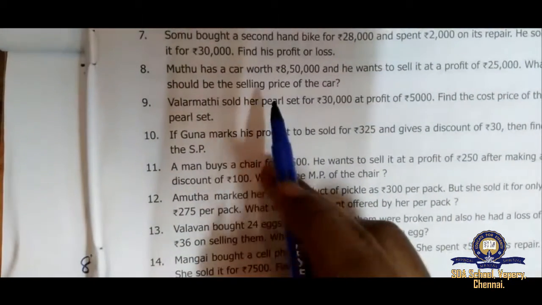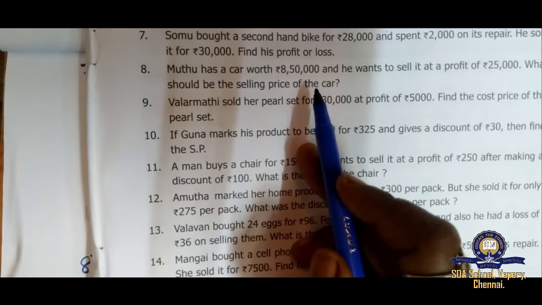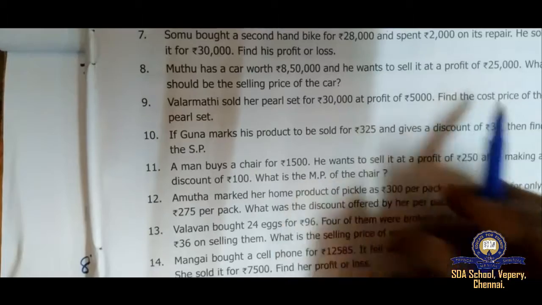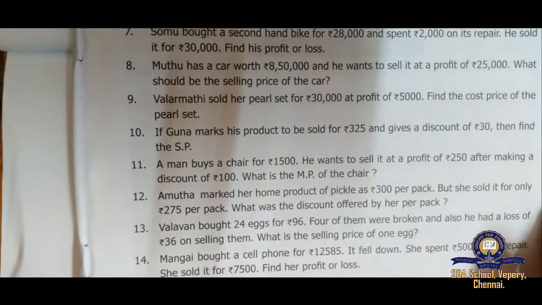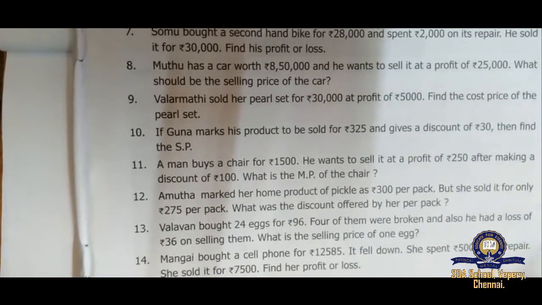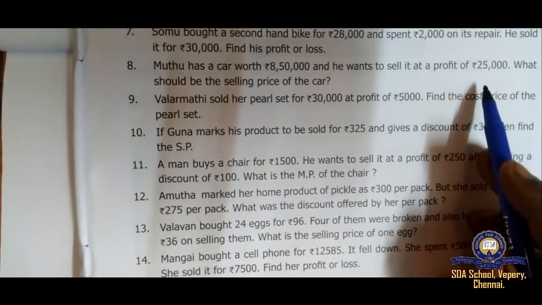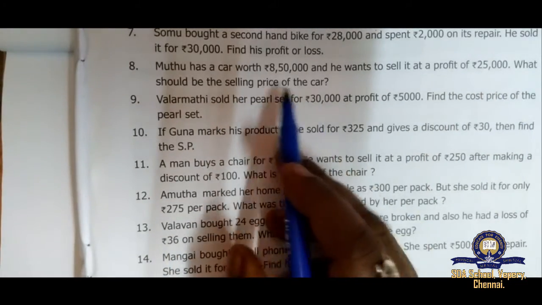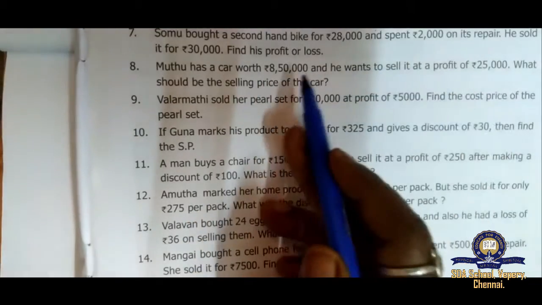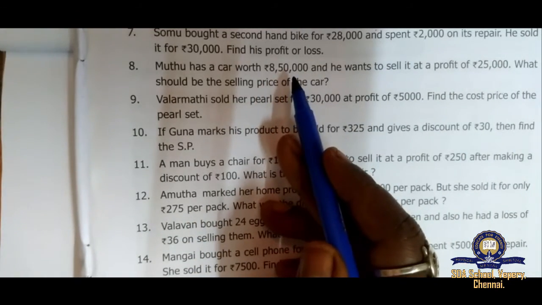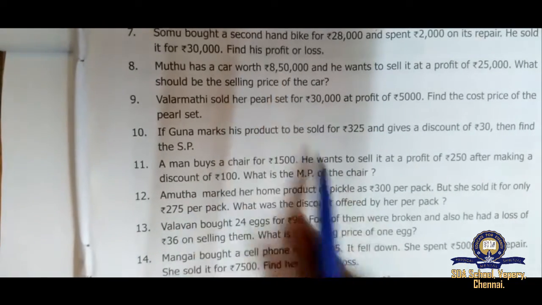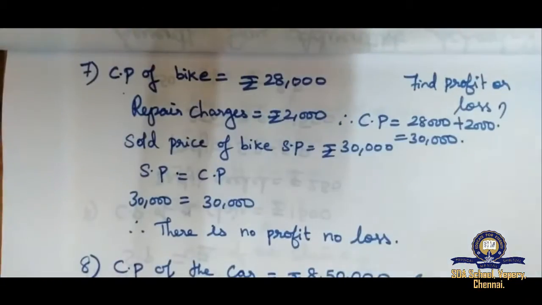Muthu has a car worth rupees 8,50,000 and he wants to sell it at a profit of rupees 25,000. He has a car worth 8,50,000 and he wants a profit of 25,000. What should be the selling price of the car? You can very well say, if you add 25,000, what will you get? 8,75,000. But we need to know how to write it in the sum. So we will see with the sum.